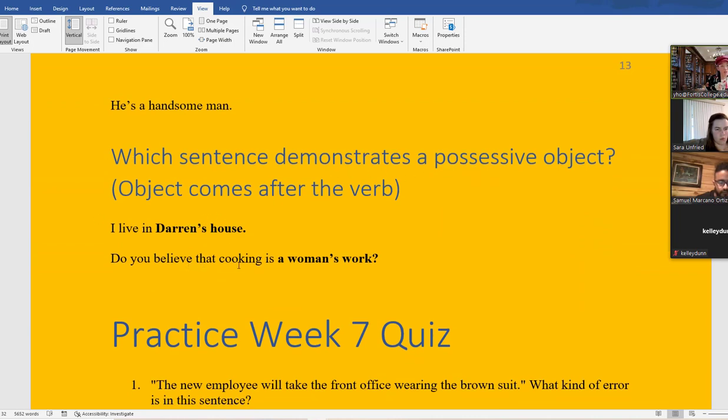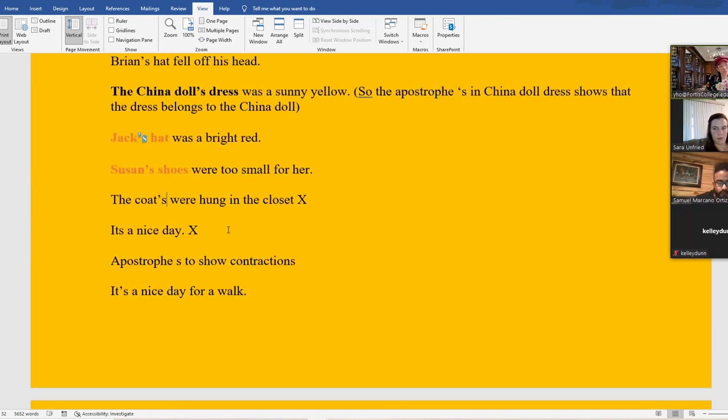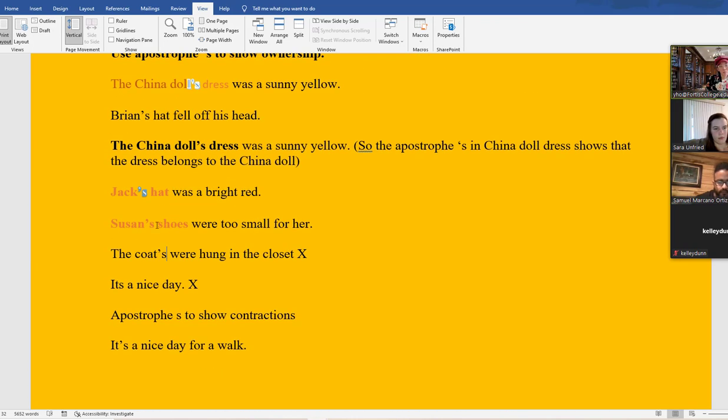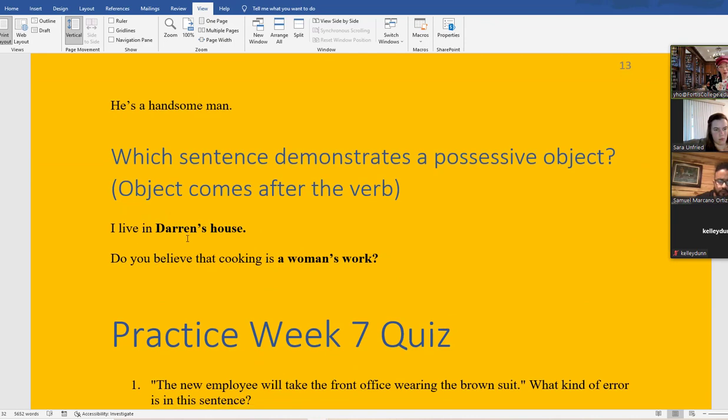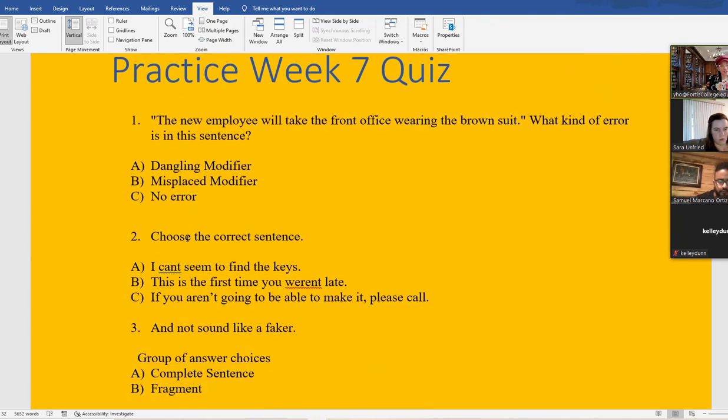Do you believe that cooking is a woman's work? So an object comes after the verb, while a subject comes before the verb. So a possessive subject comes before the verb, and a possessive object comes after the verb. Okay, we're done. Now let's go to the fun part.